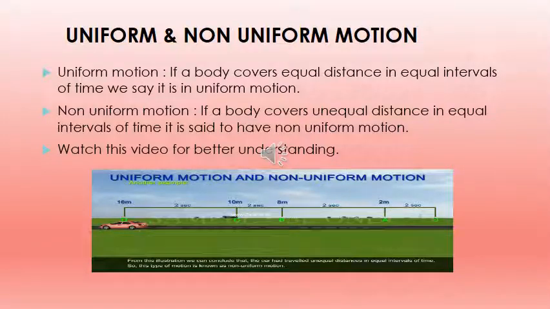From this illustration, we can conclude that the car had travelled unequal distances in equal intervals of time. So, this type of motion is called non-uniform motion.